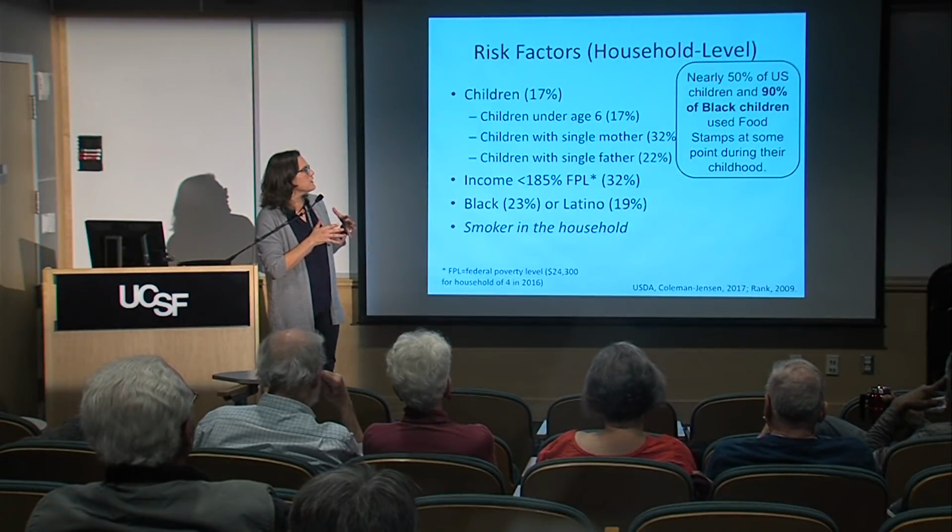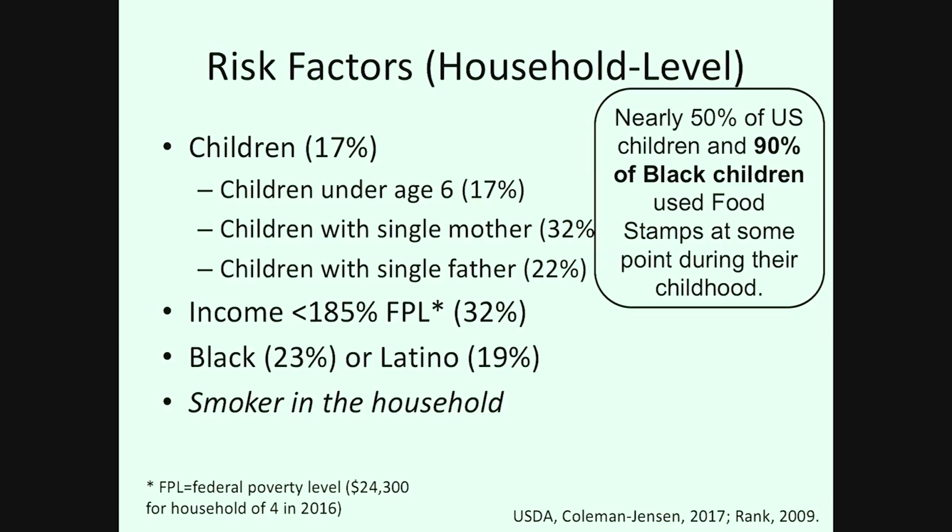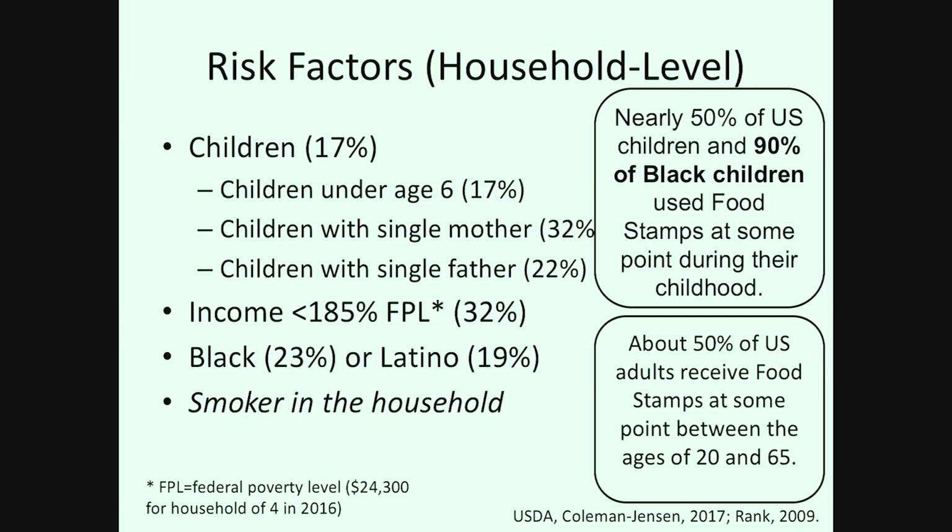When we reflect back on the experience of food insecurity across the lifespan, what we see is that nearly 50% of US children and 90% of Black children will be on food stamps at some point during their childhood. This is looking backwards in time. These are generally for very brief, discrete episodes, but I give you the statistic to show you that this is a very, very common, almost normal experience in the US to have inadequate income for food. And in fact, about 50% of US adults will be on food stamps at some point between the ages of 20 and 65.